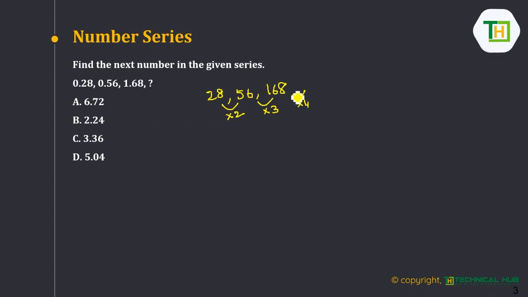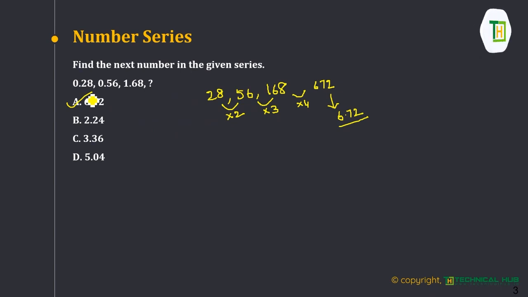So what is 168 into 4? It is 672. Since I converted the decimals into integers, now I can convert this integer value back into a decimal number by taking two places after the point. So the answer should be 6.72. It's a simple multiplication series. The first number multiplied with 2 gives the second number, the second multiplied with 3 gives the third number, and the third multiplied with 4 gives the answer. It's a clear one.